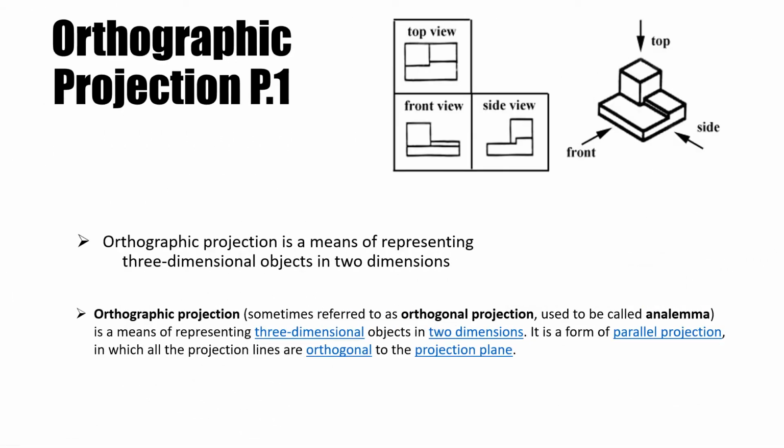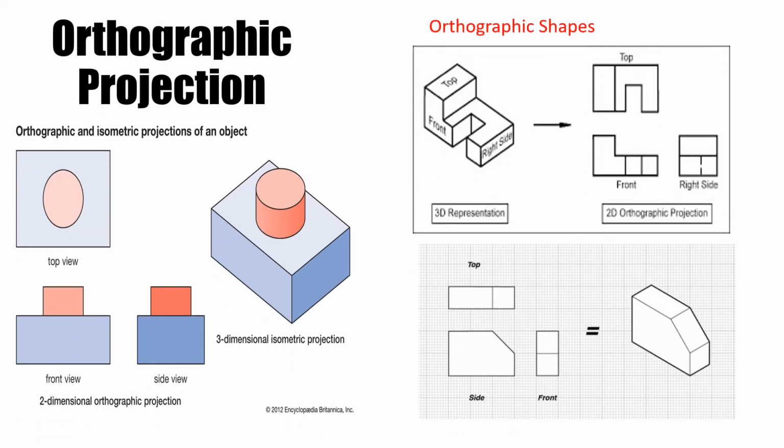So today we're going to talk about orthographic projections. This is part one of two. Orthographic projection is a means of representing three-dimensional objects in two dimensions. So it's a form of parallel projection in which all of the projection lines are orthogonal to the projection plane. I'll explain as we go along.